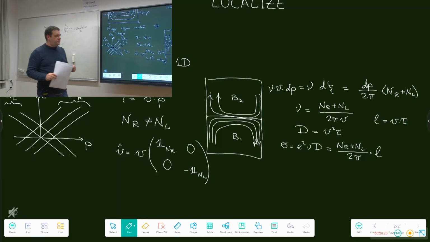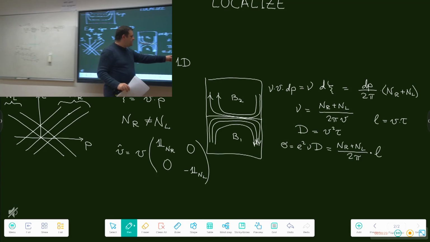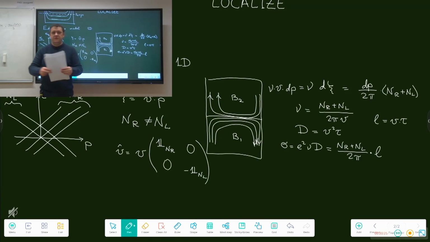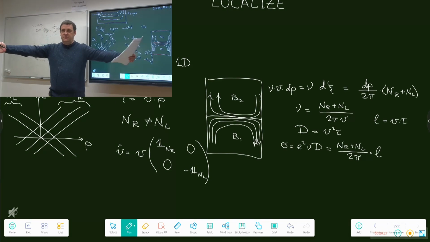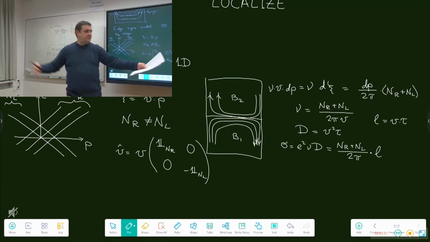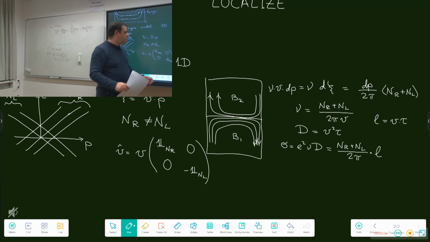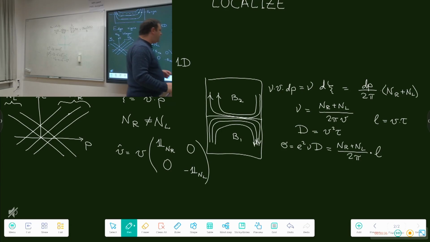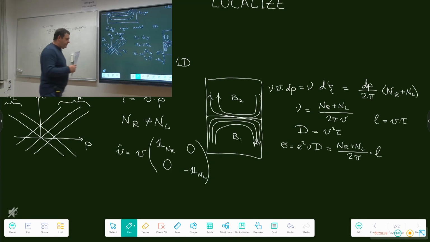So this is the conductivity. It has a dimension of length. So if I divide it by the length of the sample, this will be a dimensionless conductance in inverse ohms. So this is the conductivity.